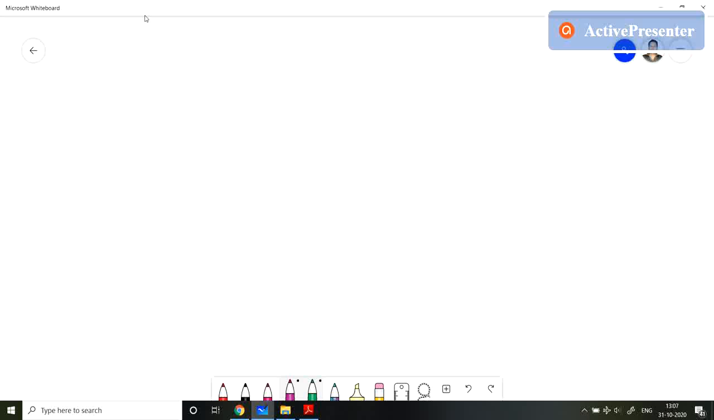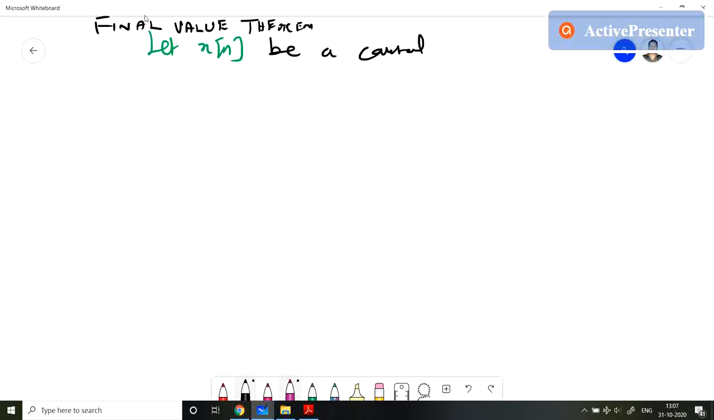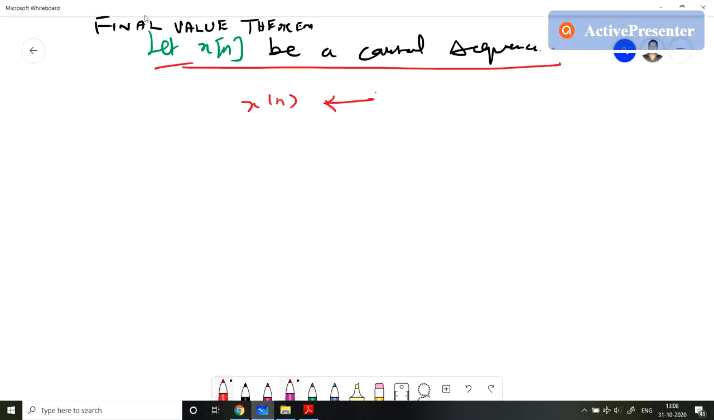Now we have the final value theorem also. So we have another theorem that is called the final value theorem. Let x[n] be a causal sequence. Please understand that these theorems are only applicable when x[n] is a causal sequence. If you remember, in the previous case we showed the initial value theorem, x[0] is equal to limit z tends to infinity X(z), and there also we considered that x[n] is a causal sequence. So here also we assume that x[n] is a causal sequence and the z transform of x[n] is equal to X(z).